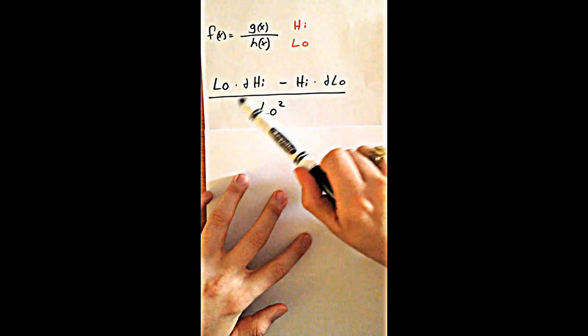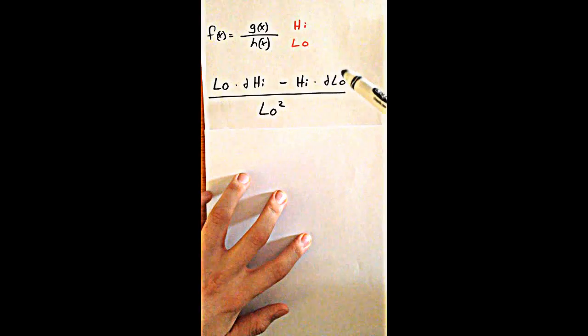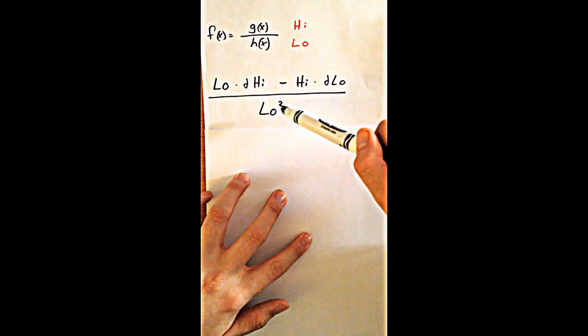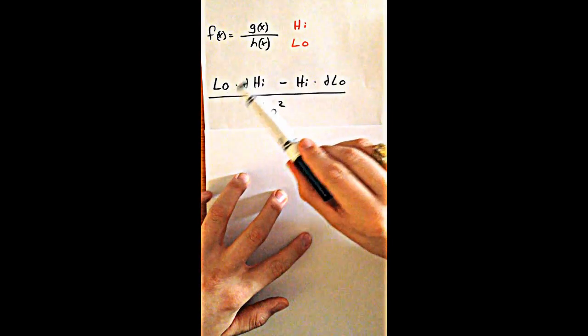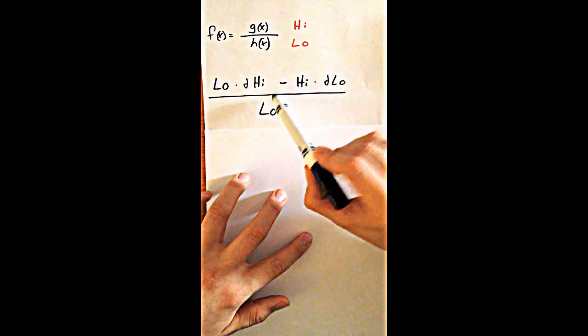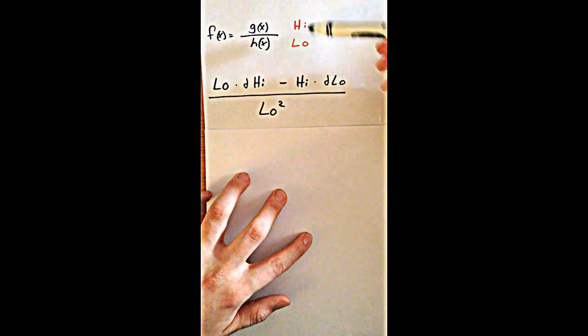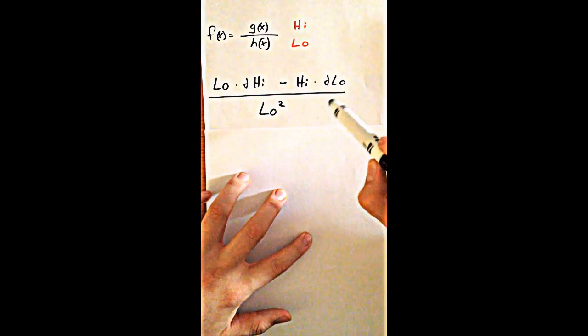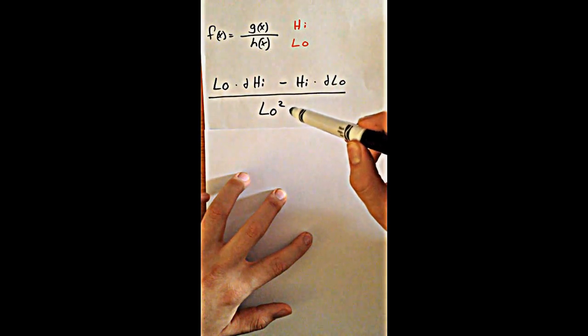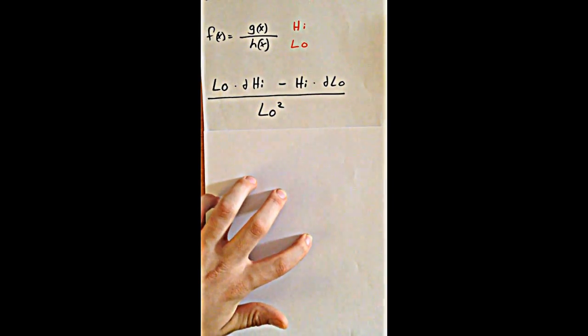And it reads: low d high minus high d low, square of what's below. So you'll do low times the derivative of the high term minus high times the derivative of the low term, all over the square of what's below. Okay, let's have a look at an example.